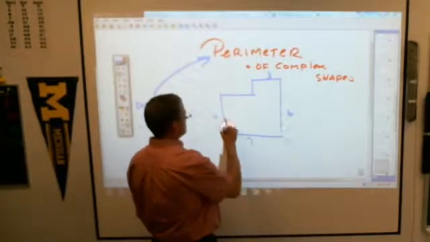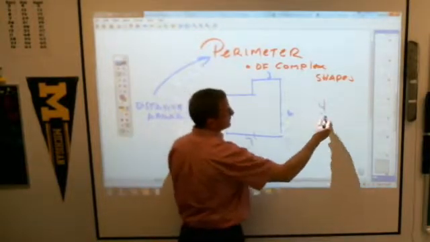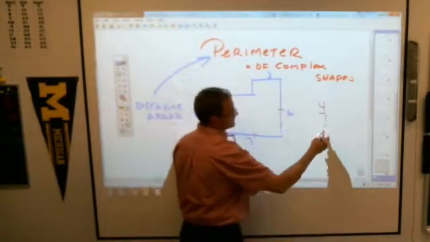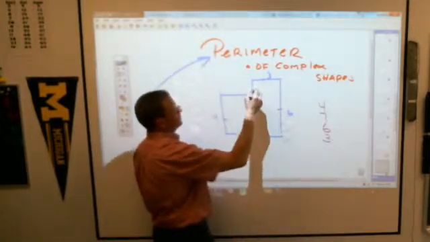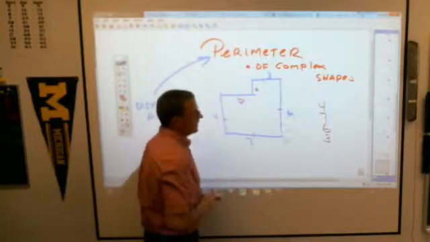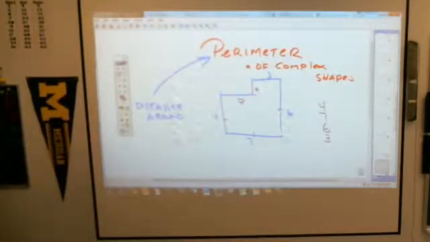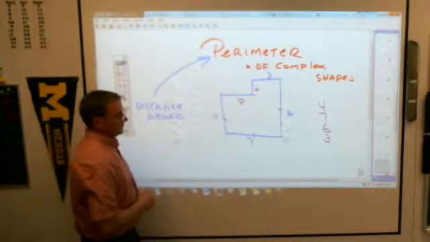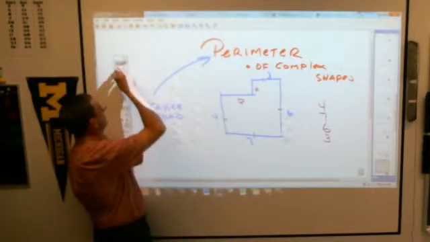I know this side is 4, I know this side is 7, I know this side is 6, I know this side is 3. I'm going to put just the letters A and B for the other two. How do I figure out what those other two sides are? Well, I like to use the idea that something is the sum of its parts.